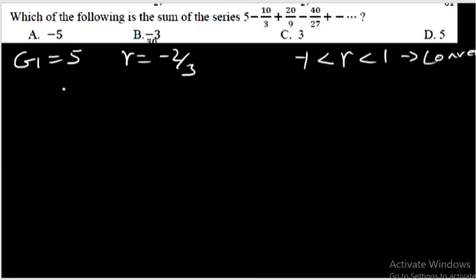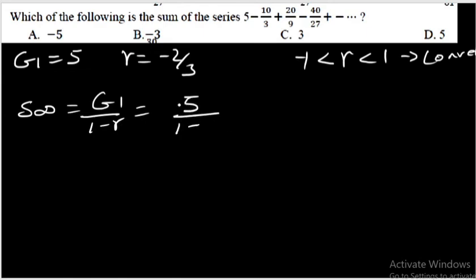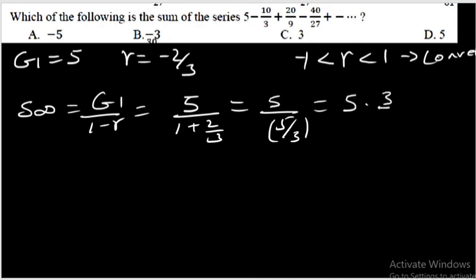If it's convergent, the sum at infinity will be, as we said before, G1 over 1 minus R. That is, G1 is 5 over 1 minus negative 2 over 3, meaning plus 2 over 3. So it will be 5 over 3 plus 2, which is 5 over 3. When you multiply by flipping, 5 times 3 over 5, it cancels, so the answer will be just 3. Somehow interesting, the sum of this whole series will be just the number 3 at the end.